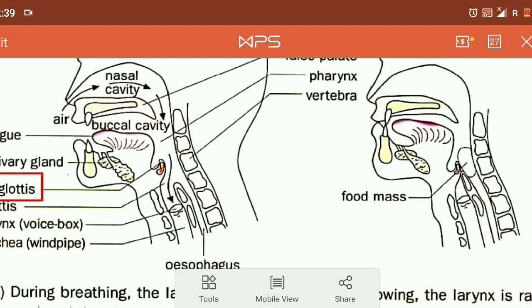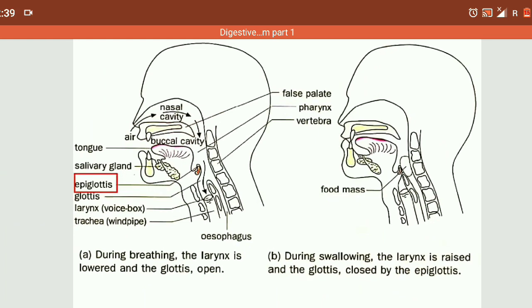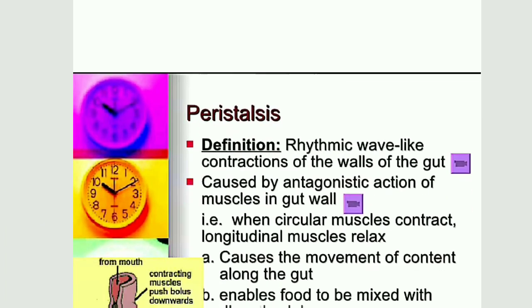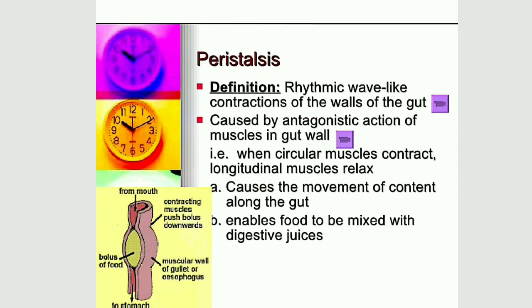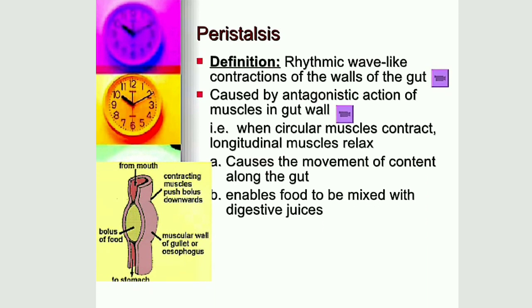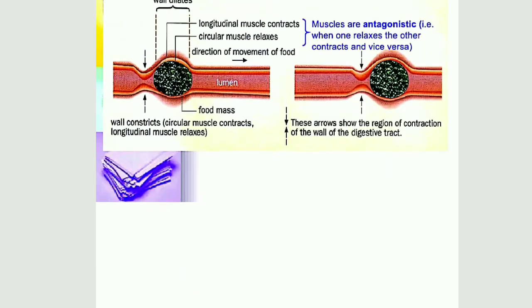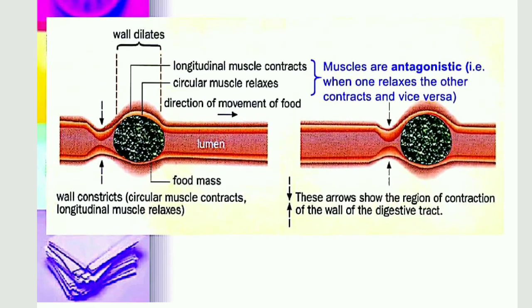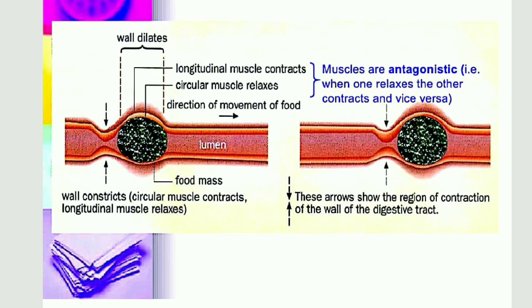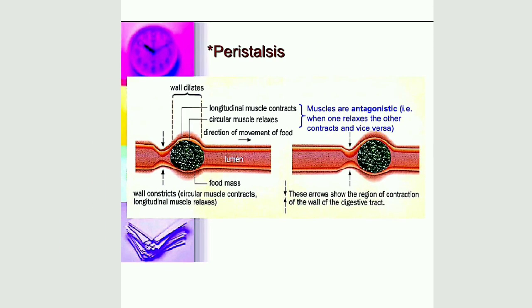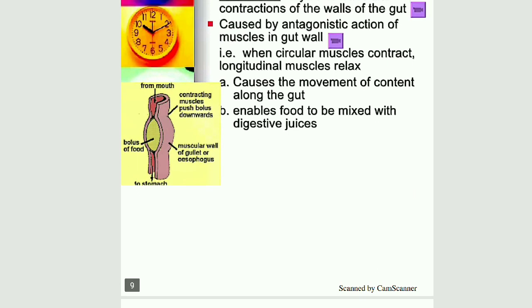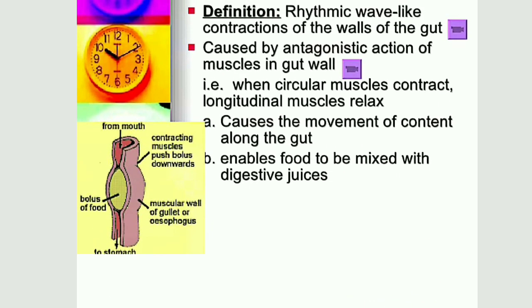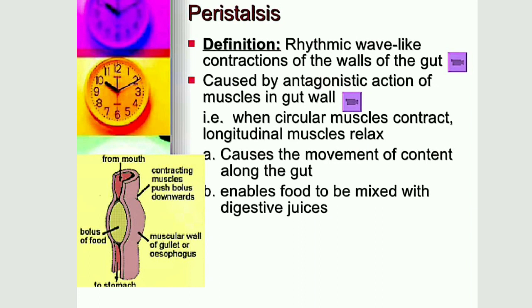Next is peristalsis. It is a rhythmic movement and contraction of the wall of the gut. Gut is nothing but the esophagus. The antagonistic action means it is self-generated. When one muscle relaxes, the other starts contracting. The food passes through the esophagus and enters the stomach via this process. Peristalsis is nothing but the rhythmic wave-like contraction of the esophagus. Just look at the picture and you will understand.